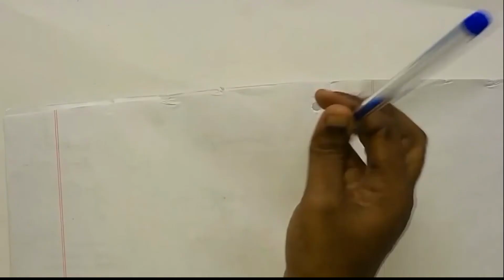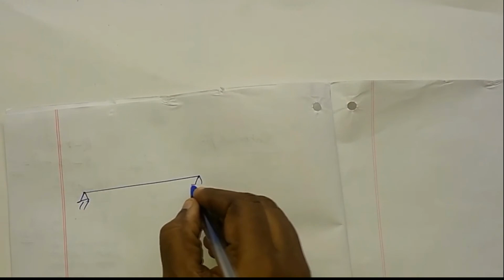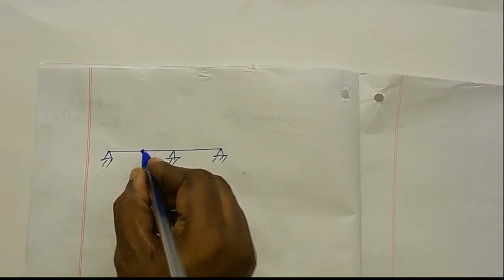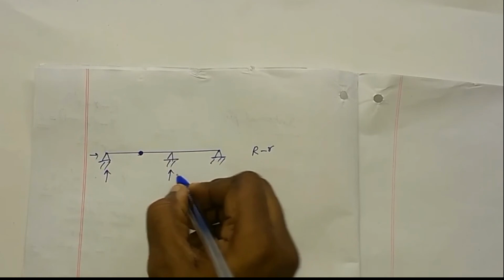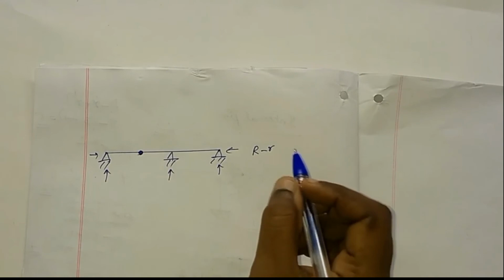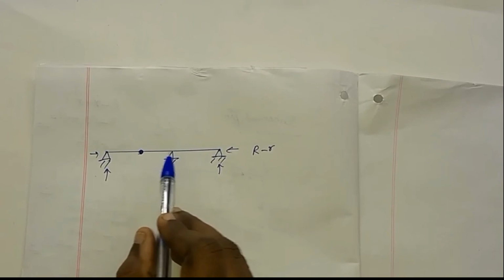Again I'll draw. Let me take a continuous beam with an internal pin. So here I have R minus r, external indeterminacy. Capital R is formed only at the reactions, only at the supports. The intermediate support will not have a horizontal reaction because it will be taken care of by the forces in the members. Totally, capital R is 5.